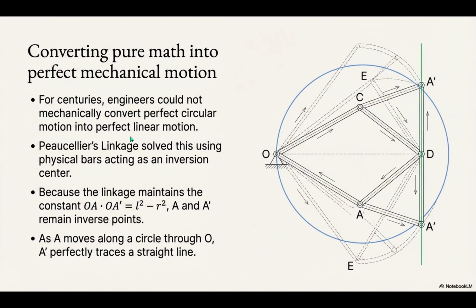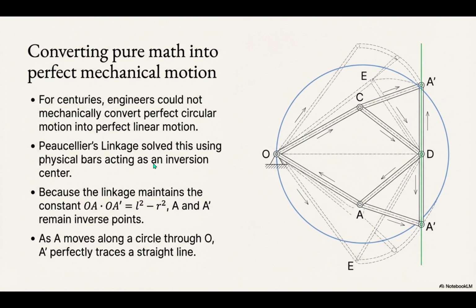If you want a piston to drive straight or a pump to move perfectly up and down based on a spinning wheel, you typically have to use tracks or guides. But guides create friction, and friction wears down metal over time. They needed a linkage system of hinged bars that inherently, mathematically produced a straight line from a circle, with no tracks required. And no one could figure it out, until they applied inversion.